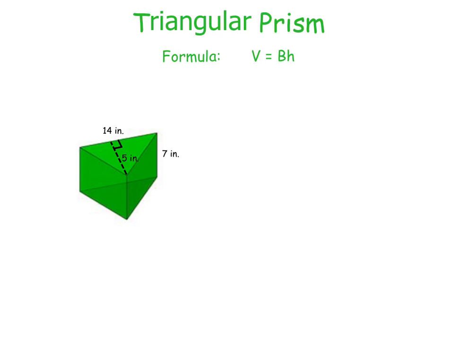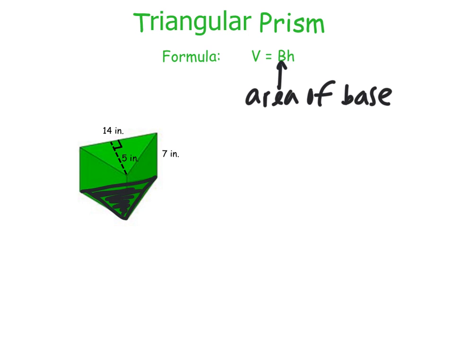All right, now let's go ahead and do an example with a triangular prism. Again, we're going to use the same formula. The volume is equal to big B times h, where big B is the area of the base. All right, so in this case, since we are looking at a triangular prism, the base is the triangle. Now this formula for area of a triangle is just one that you need to know.